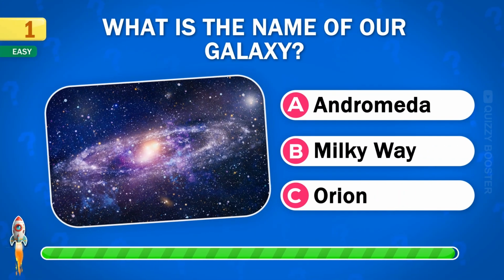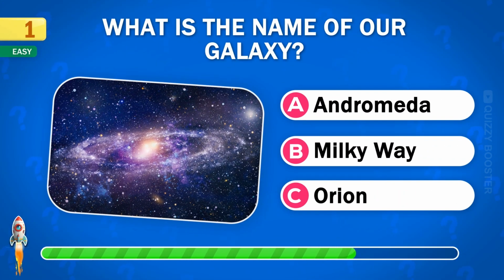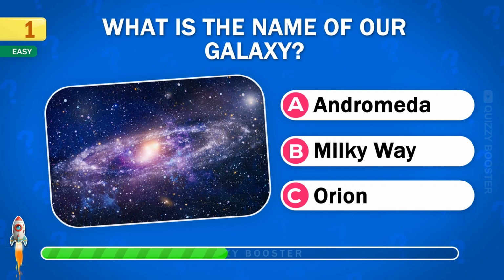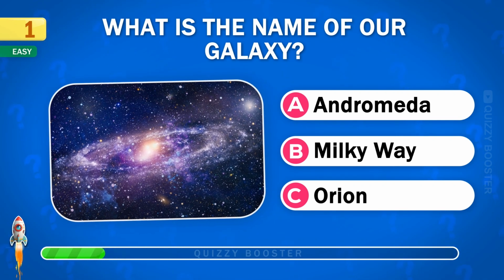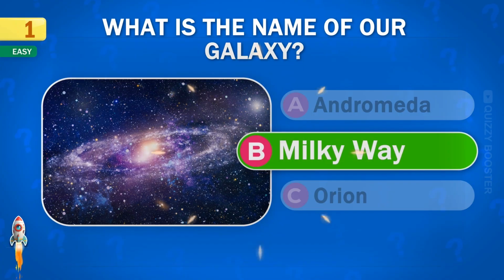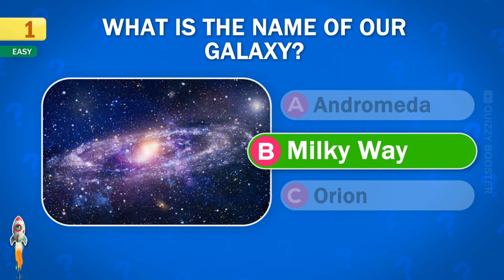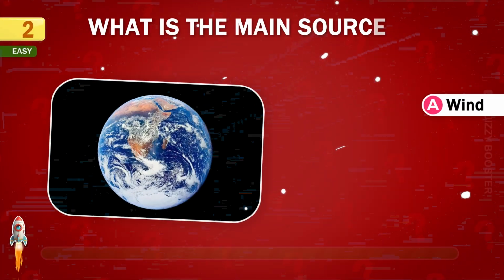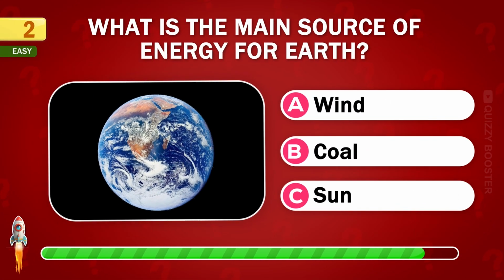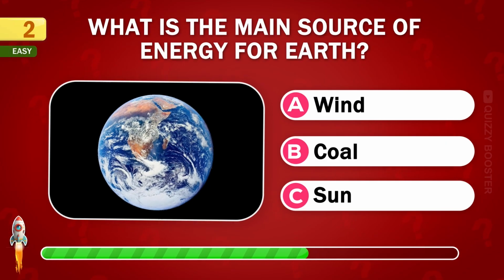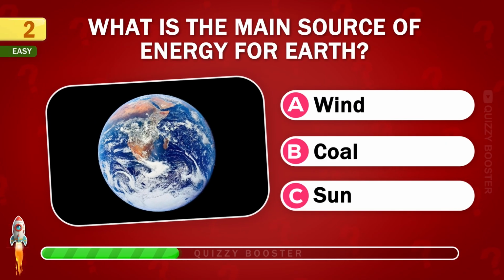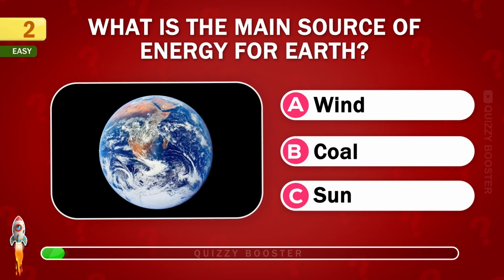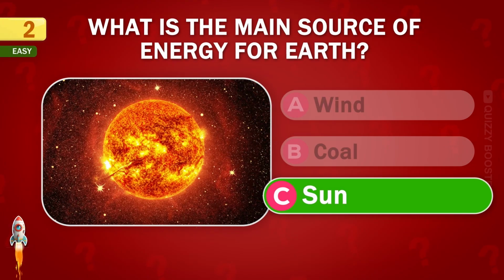Okay, let's get started. Let's begin with an easy one. What is the name of our galaxy? The answer is Milky Way, the galaxy that contains our solar system. What is the main source of energy for Earth? The sun provides light and heat to Earth.